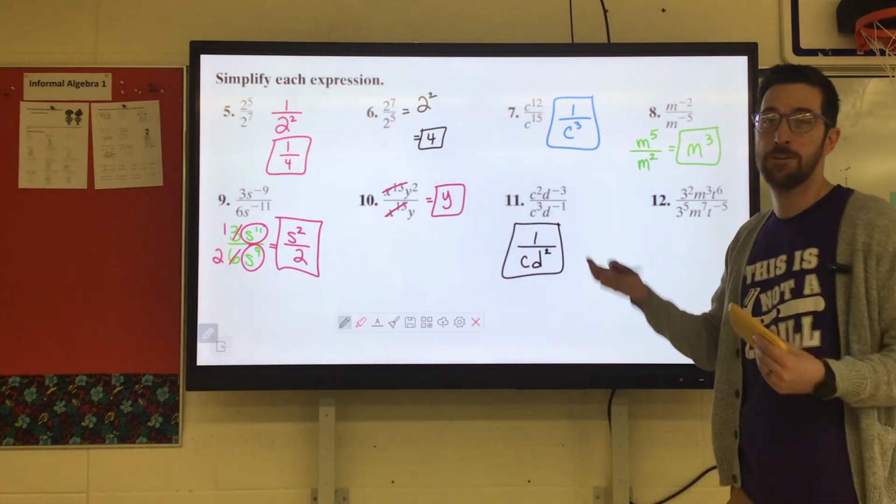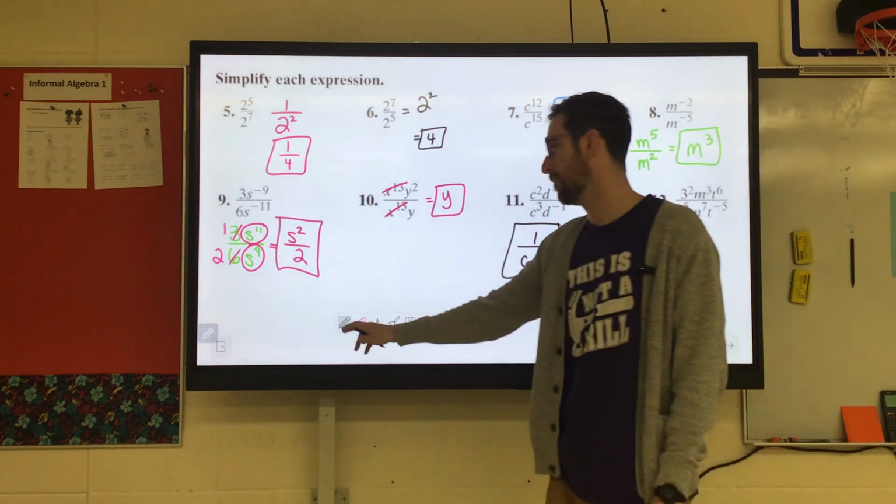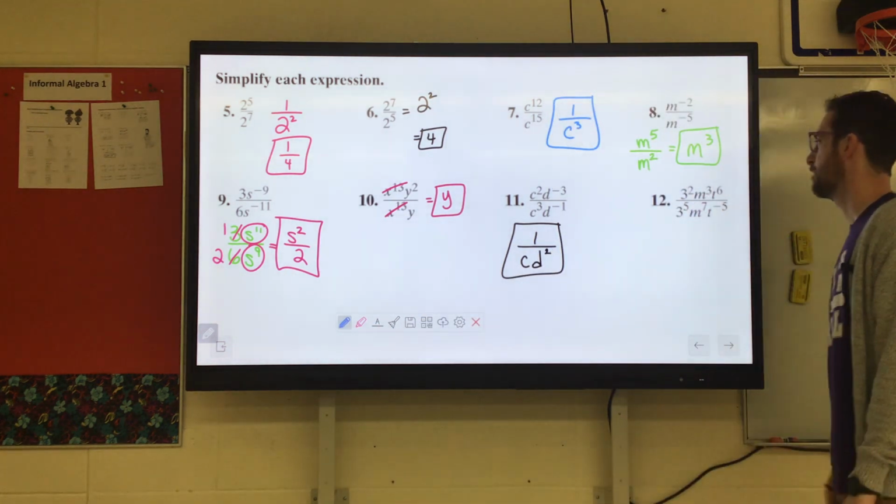But again, feel free to move all the negative exponents first, and you would still end up with that same answer. Here we go. Look at those 3's.